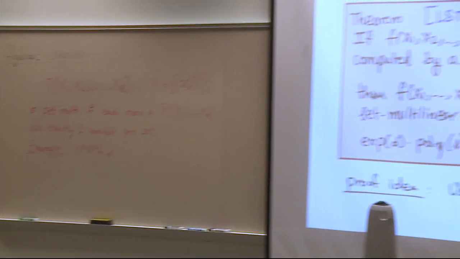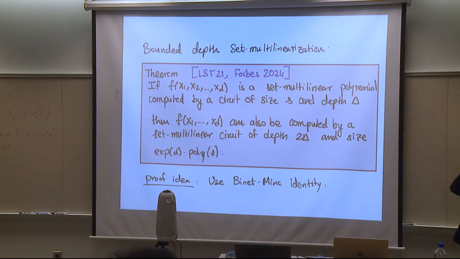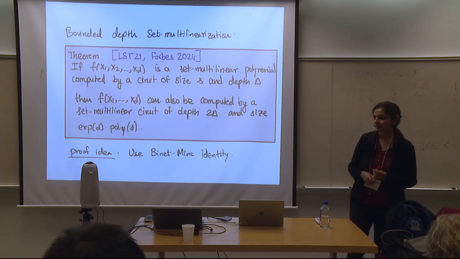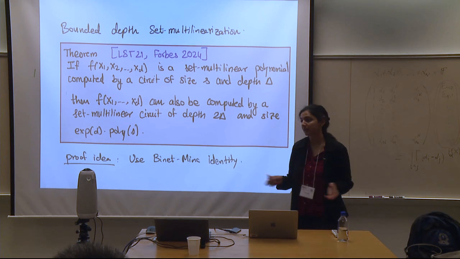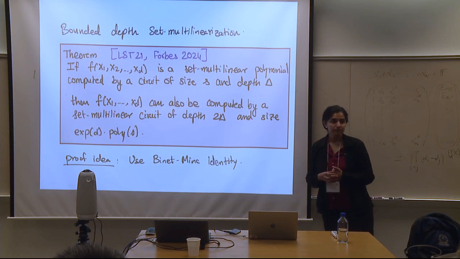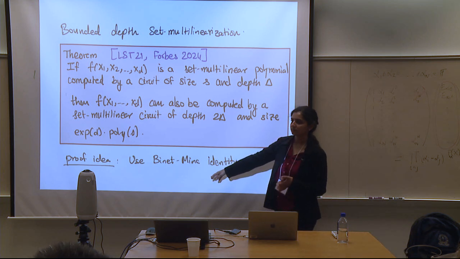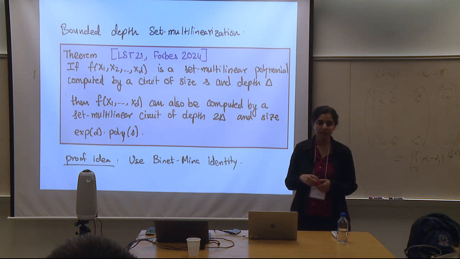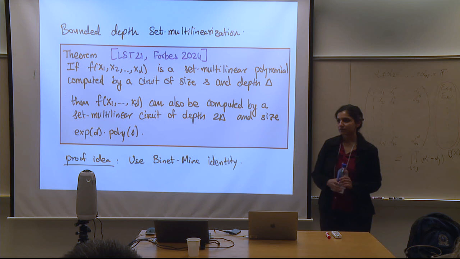So what does this statement on the slide say now? It just says that you can also set multilinearize. Just like you could homogenize efficiently, you can also set multilinearize efficiently. This, interestingly, due to Forbes' result, works over all characteristics. It uses something called the Cauchy-Binet identity. It's like we use Newton identities in the other one. Here they use the Cauchy-Binet identity, and that doesn't have these constants hanging around. So it works over all characteristics.